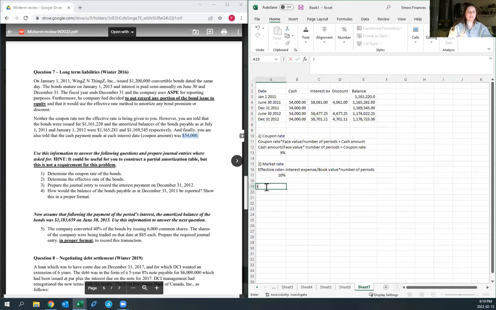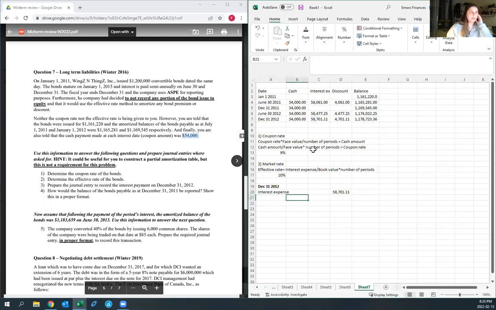So here I'm going to have an interest expense of 58,701. I'm going to have cash of 54,000 and an increase in bonds payable of 4,701.